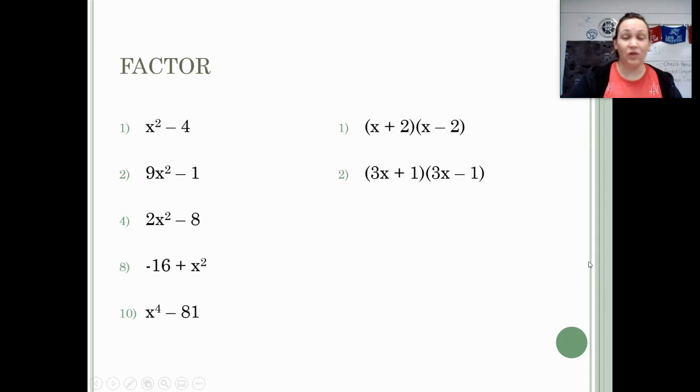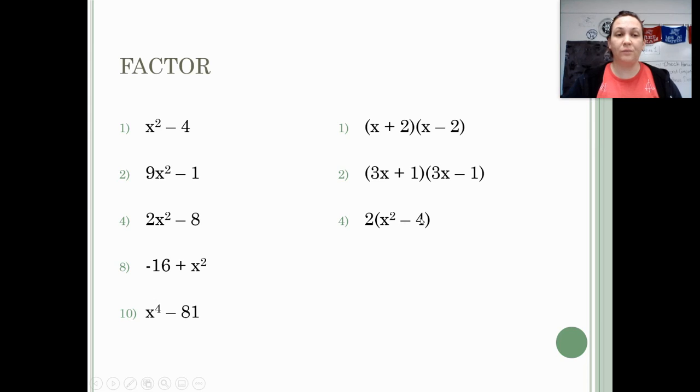For number 4, we have to do a pre-step. We have to factor out a GCF first. Now, we had already done that in the first video, so maybe you had already written that down. But we do need to do one step of factoring before we factor it as a difference of squares. So take out your GCF of 2. That number 2 will still be part of your answer. It still goes in the front.